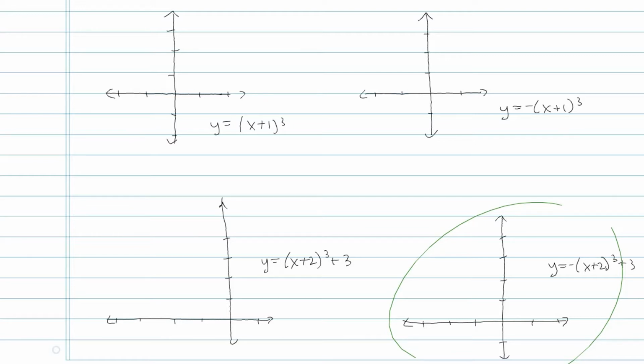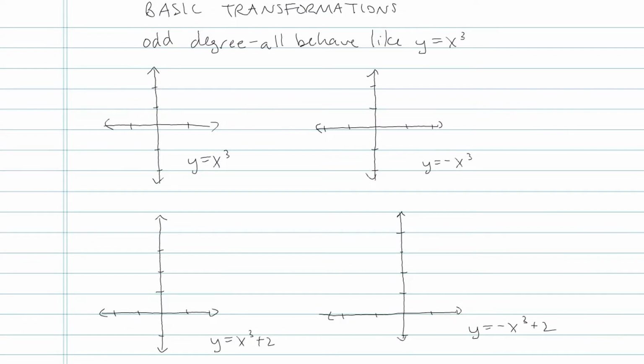Before we get to that one though, I want to go through all the different transformations possible before we put them all together in the last problem. Okay, so first we're going to be looking at the parent function of y equals x to the third power. That's y equals x cubed. It goes through these key points of 0, 0 for the origin, -1, -1, and +1, +1.